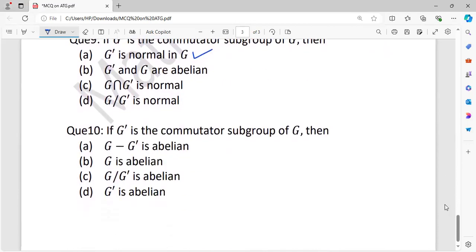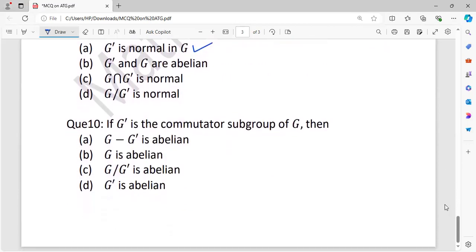So last question, if G dash is the commutator subgroup of G, then G quotient G dash, because the commutator subgroup is always normal, the quotient of G by G dash is always abelian. So if you have a commutator subgroup, the quotient of G by G dash is always abelian. Okay. So option number C is correct. Okay. So today's session is up to this.